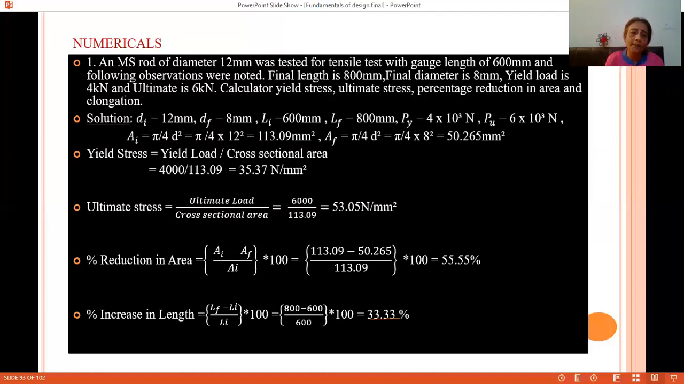Then we will see increase in length, that is percentage elongation. So for percentage elongation, friends, we will use formula final length minus original length upon original length. So it comes 33.33% elongation, as length is increased from 600 to 800 mm. Increment in elongation is 33.33%.